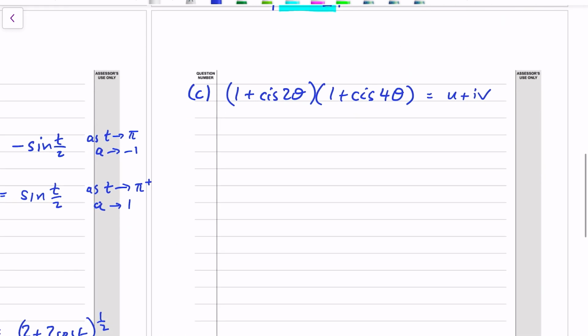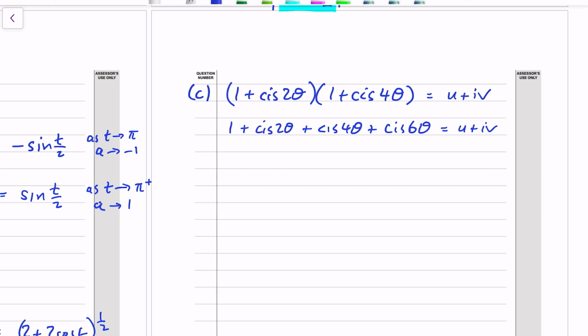Okay. First up, the right hand side's in a rectangular form, right? It has a real part u and an imaginary part v. The left hand side is a mixture of polar form and rectangular form, and it needs to be tidied up a little bit. So if we expand the brackets first, we've got 1 plus cis 2 theta plus cis 4 theta plus cis of 6 theta, because when you multiply complex numbers in polar form, you add the arguments.